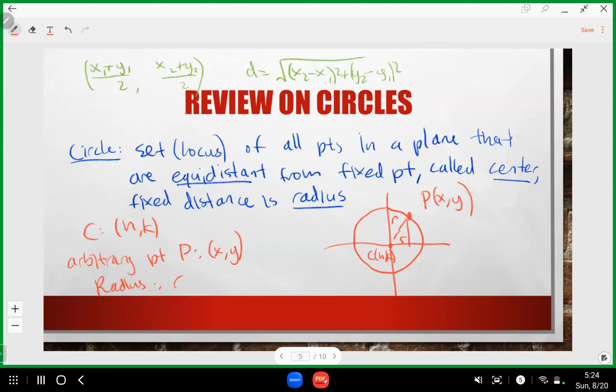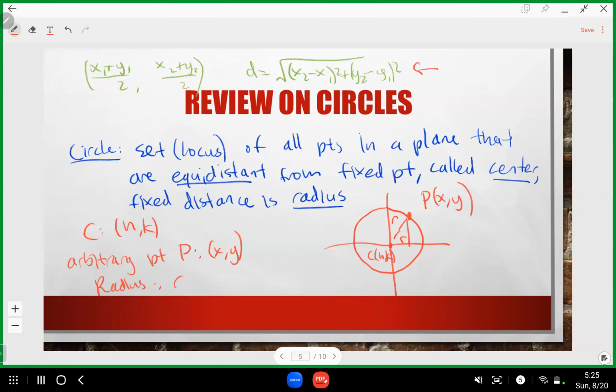Well, we have to use our formulas, right? So we know that to get an equation, we need two equal values. Two equal values are the distance from C, the center, to the arbitrary point P, and R. The distance CP is equal to R, right? So how would we find the distance from P to C? We use the distance formula, right?